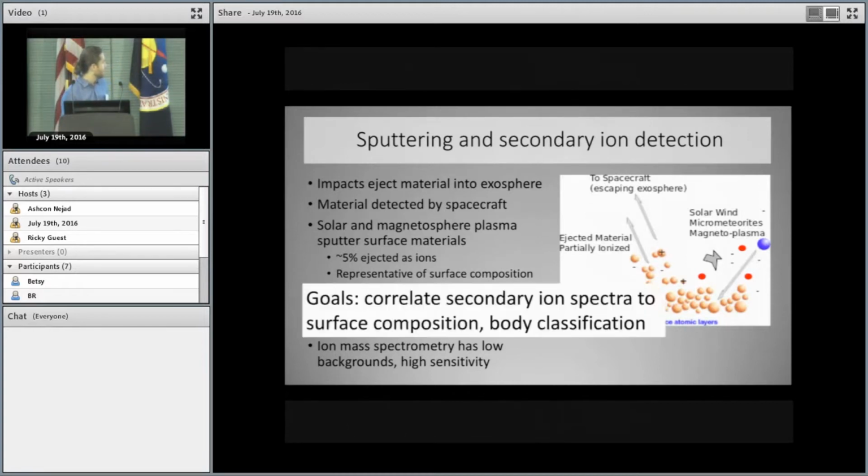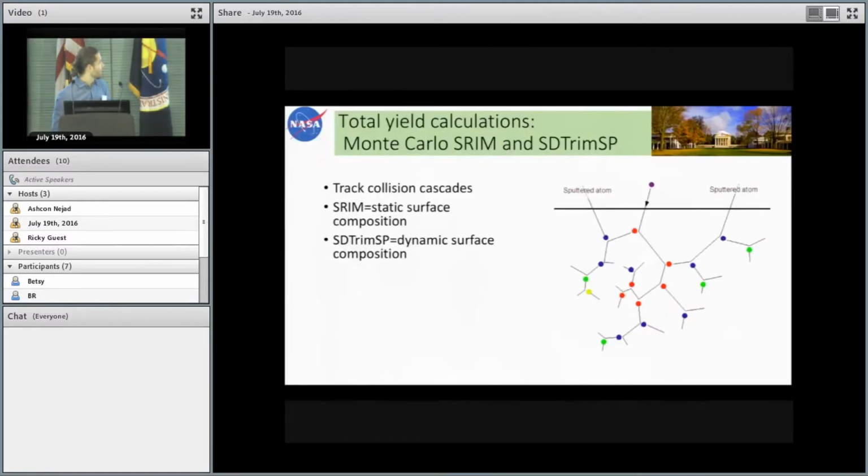So our goal is to correlate that secondary ion spectra to the surface composition and determine whether or not we can constrain the source or the origin of Phobos and Deimos, or maybe just Deimos, based on that detected composition of secondary ions. So to do this work, we used a couple of Monte Carlo programs. The first, SRIM, is a really popular program that has been used for a long time to calculate these sputtering yields.